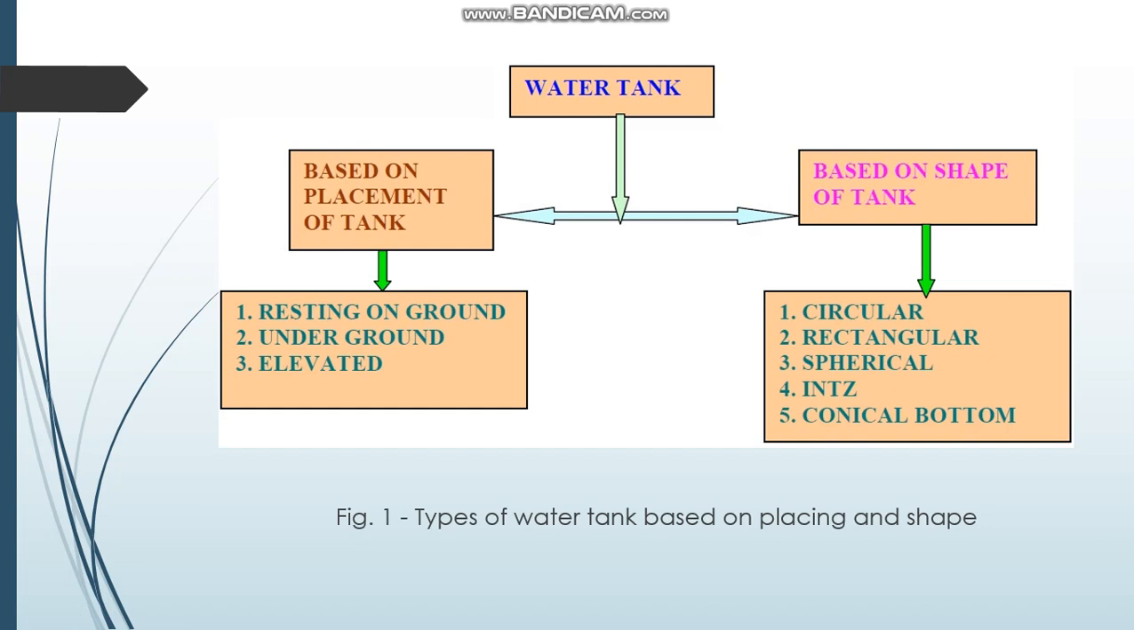But square and rectangular water tanks are generally used in underground or on the ground. So this picture represents types of water tank based on placing and shape. So there are two classifications. Based on placement of tank, water tank is classified into three. One is resting on ground, then underground, third one is elevated water tank. Then based on shape of tank, water tank is classified into five: circular, rectangular, spherical, Intze and conical bottom. So circular and rectangular water tanks we will discuss in detail in this chapter.